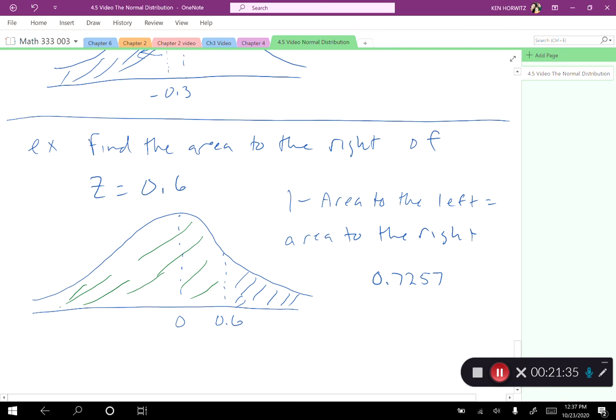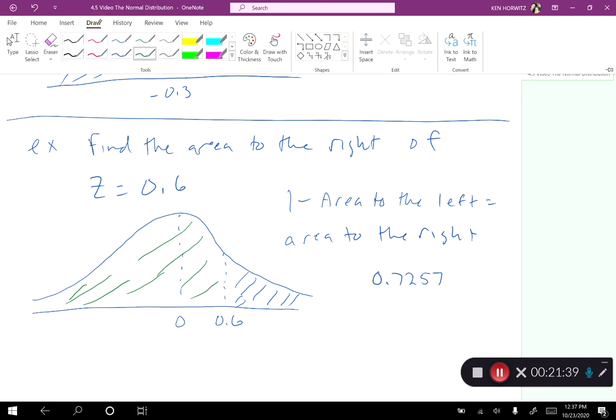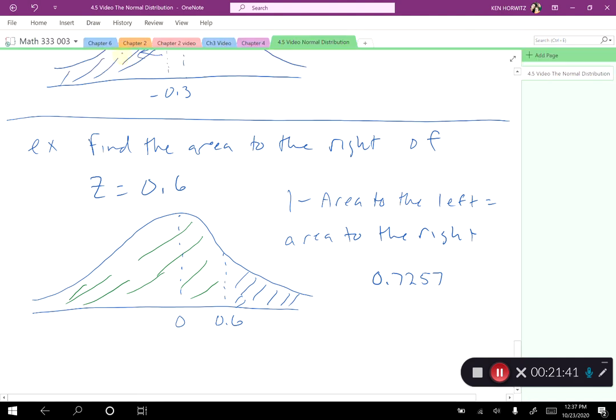The trouble is, I asked you for the blue area. So we'll change back to blue because I'm enjoying writing with blue. And I'm going to do 1 minus that area, and that winds up equaling 0.2743, which would be our area to the right. All right.